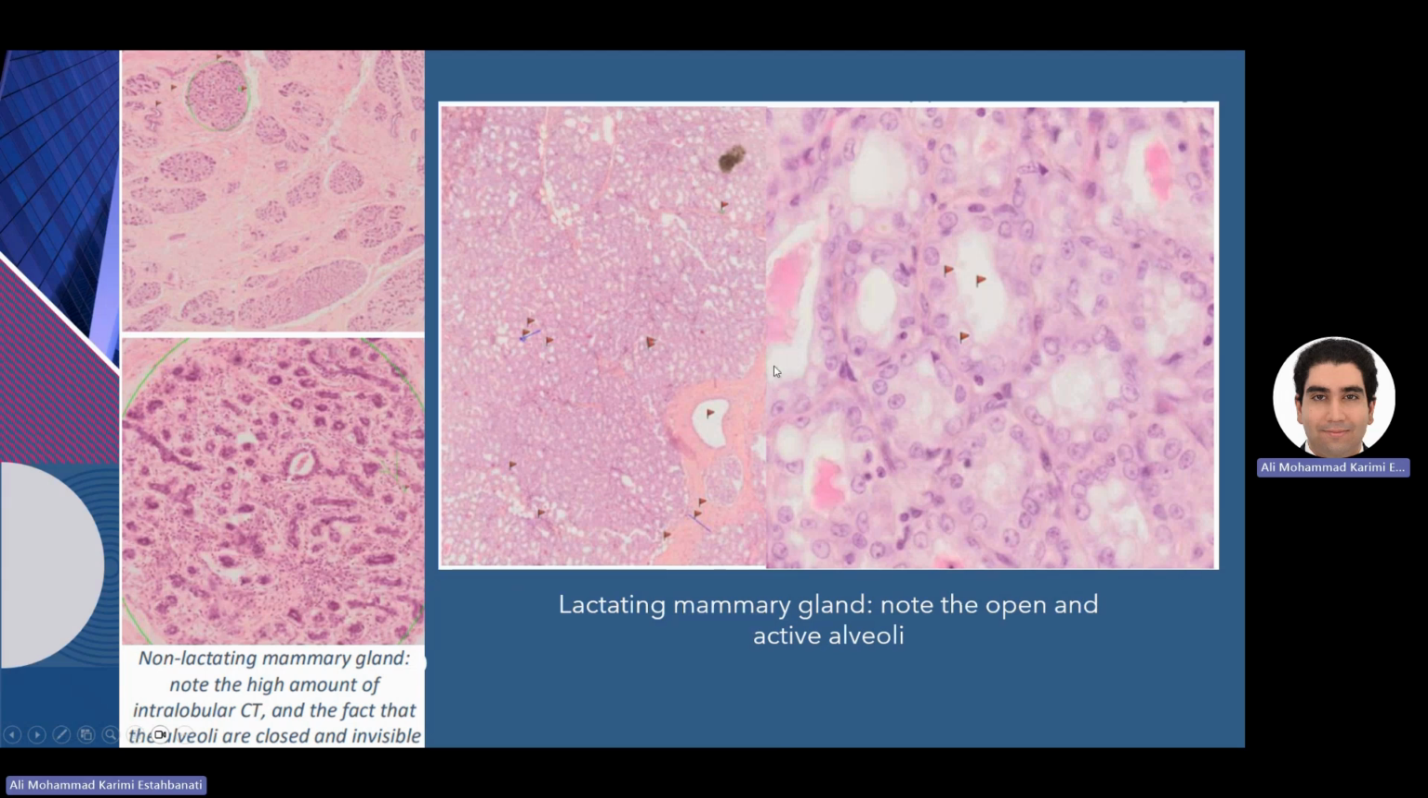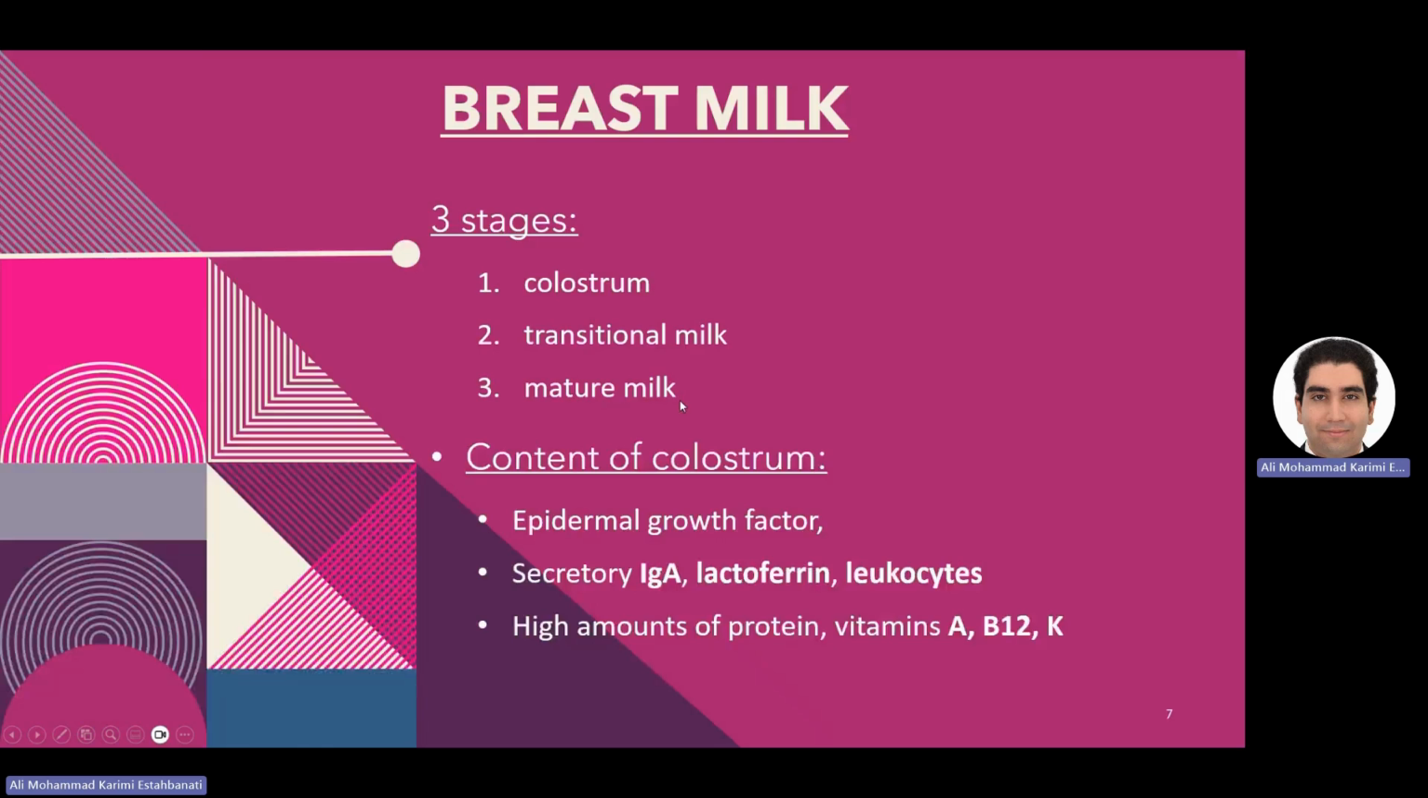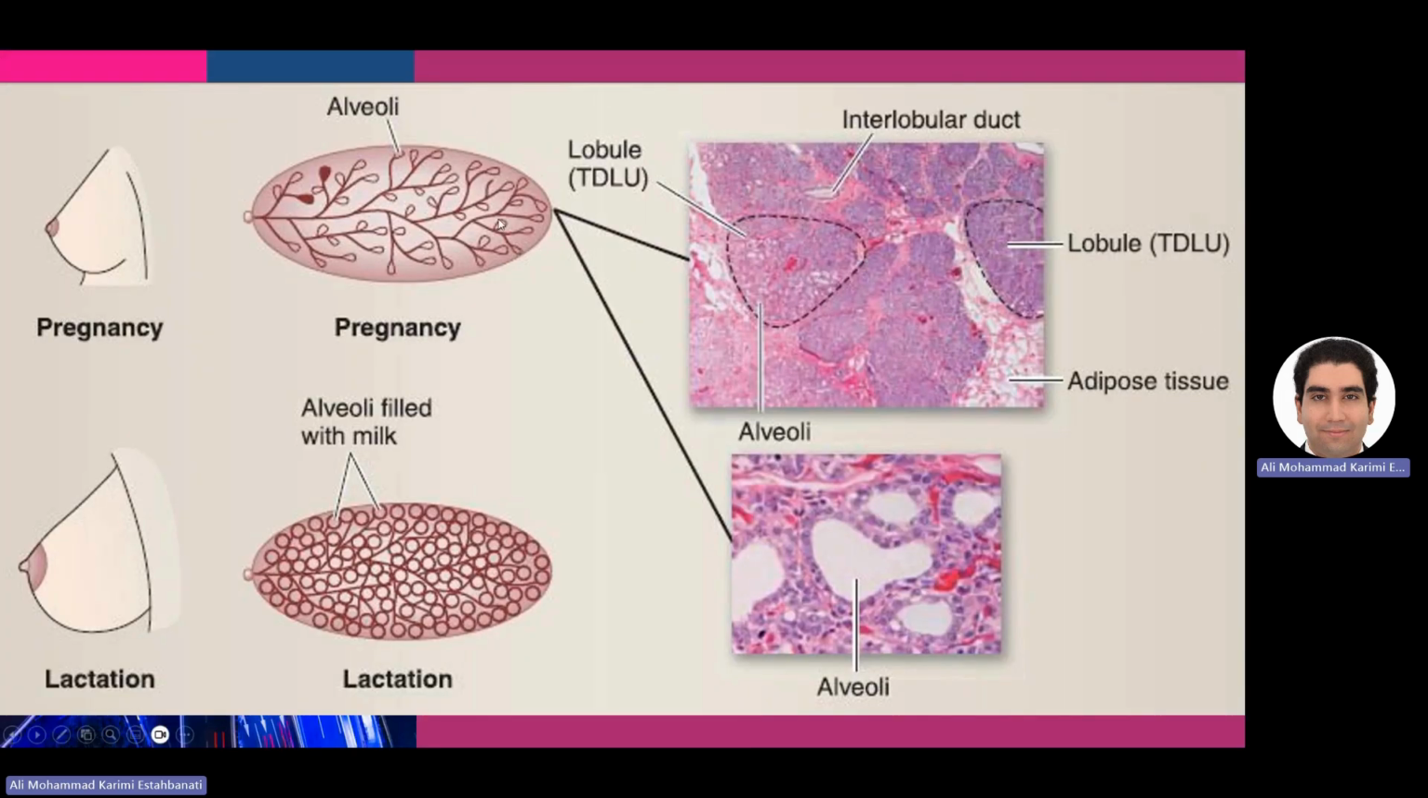Between the lactating and the just pregnant female, the way I want you guys to remember this is by this picture. So when a female gets pregnant, obviously proliferation takes place. So many alveoli get developed. So they become like this, if you can see my cursor. However, when milk production gets started, all these alveoli get filled with milk. So that's the difference between a pregnant female and a female who's also lactating.